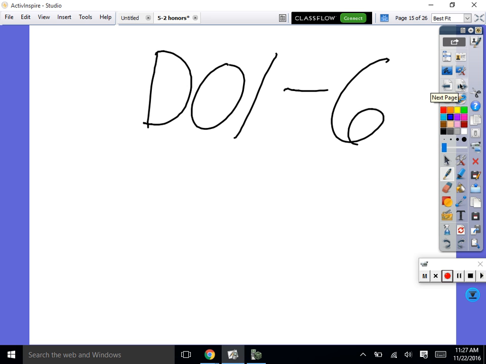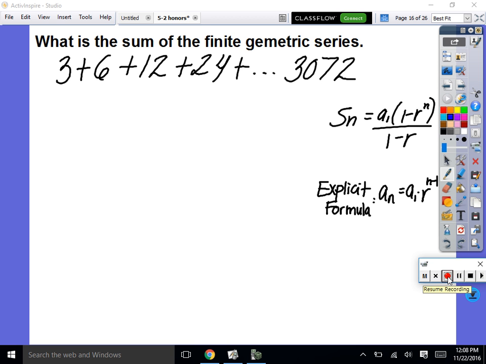Do 1 through 6. That's what we'll practice before lunch. We have a couple minutes. Do a couple of 1 through 6. So with this one, if I said to you find the sum, to be able to find the sum, we need to know the number of terms, correct? So we have our first term, a sub 1. We don't know what this is, a sub n.